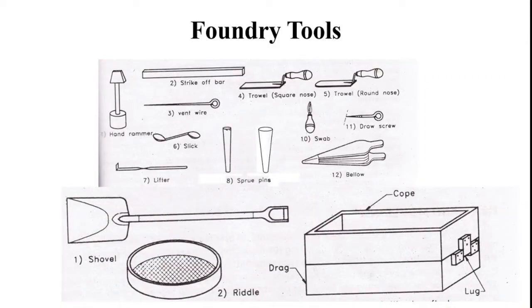And then what are all the tools we can use for making a molding sand? In that, hand rammer, strike off bar, vent wire, trowel with square nose and round nose, after that draw screw, then swab, screw pins, lifter, bellows, shovel, riddle, and then the molding box is important. In that, the bottom box is known as the drag and the top box is known as the cope.